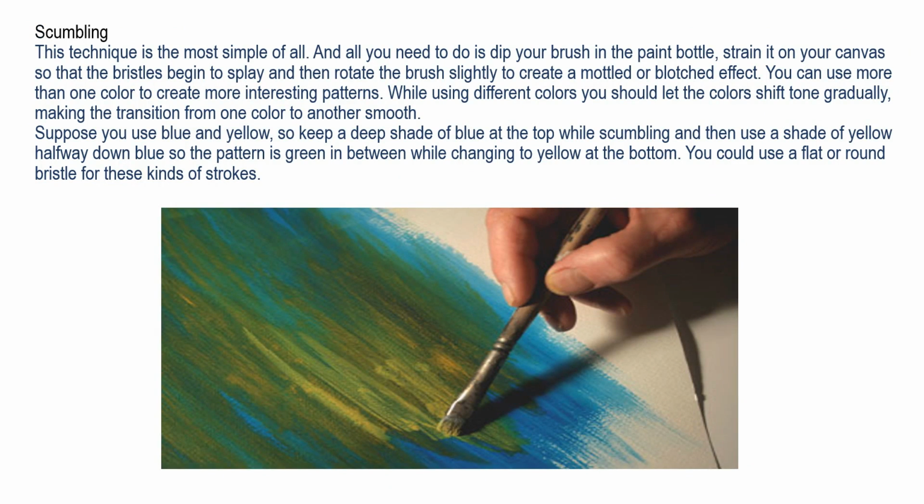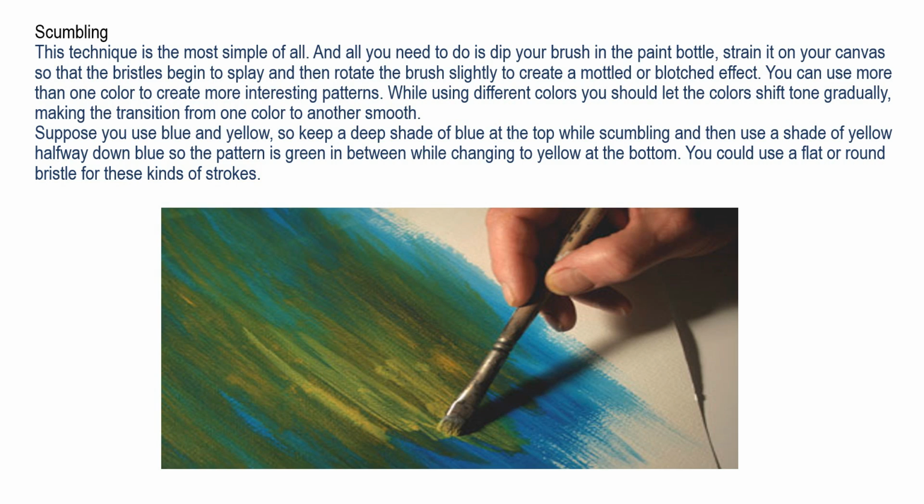Scumbling. This technique is the most simple of all. In the arts lab, you will see a lot of students using the same technique even though they do not know that it is called scumbling. All you need to do is dip your brush in the paint, strain it on your canvas so that the bristles begin to splay, and then rotate the brush slightly to create a mottled or blotched effect. You can use more than one color to create more interesting patterns.